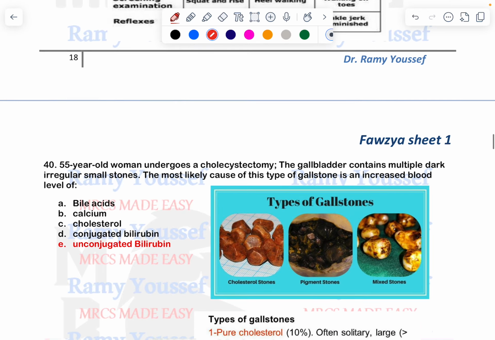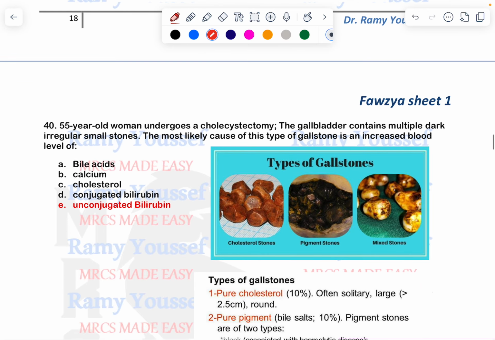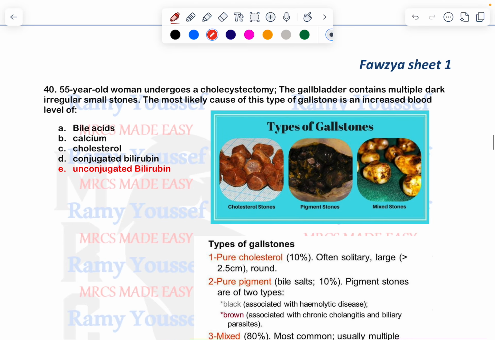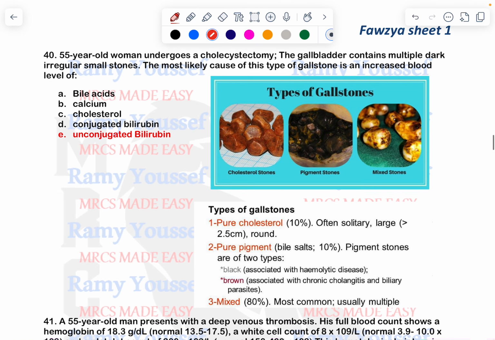Gallstones are cholesterol, pigmented and mixed. Pure cholesterol is solitary. Pigment stones, from bile cell pigment, are of two types, black and brown. Brown is associated with cholangitis and biliary parasites, and black with hemolytic diseases. Black, if it is with the hemolytic diseases. Unconjugated bilirubin.